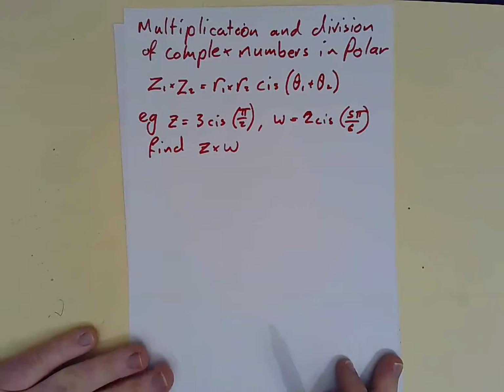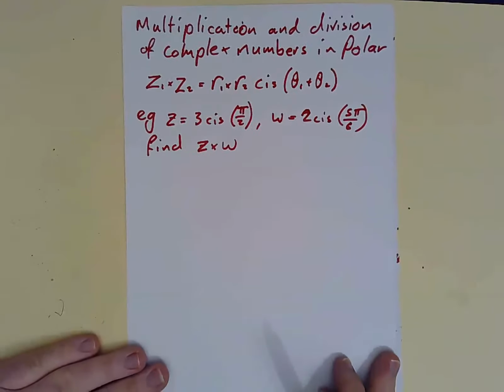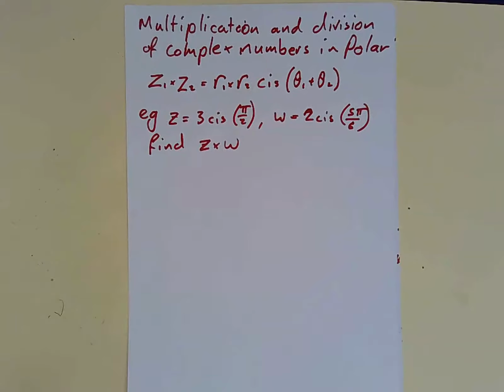All right, so why do we do this? Why are we worrying about polar form? It's really because multiplication and division is so much easier in polar form than they are in our normal Argand or Cartesian form. So there's this little formula.